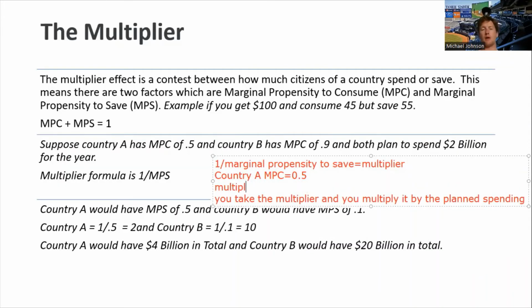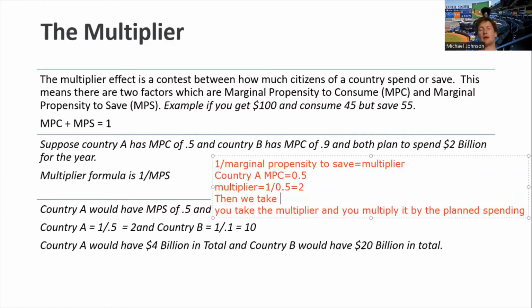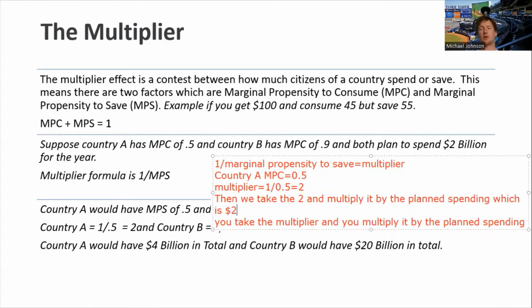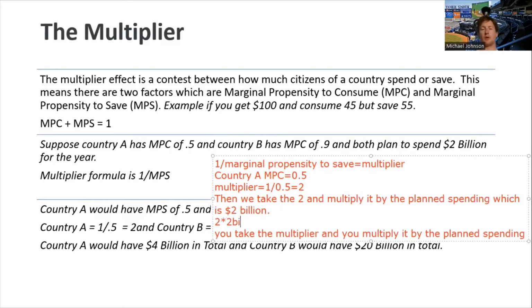So to get the multiplier, you have to do 1 divided by 0.5, and that's 2. Then we take the 2 and multiply it by the planned spending, which is 2 billion. 2 times 2 billion equals 4 billion. So that's how we do it here.